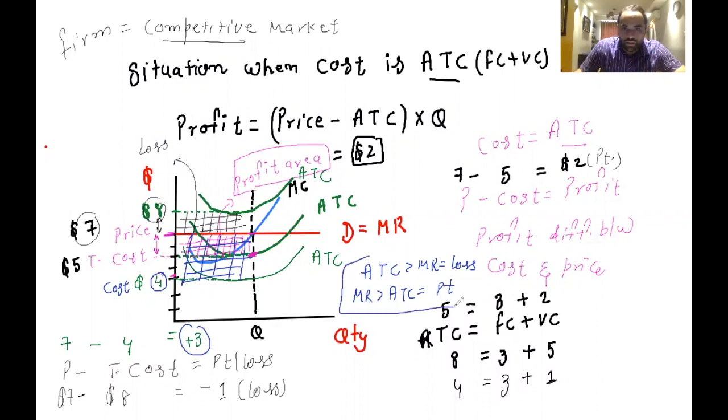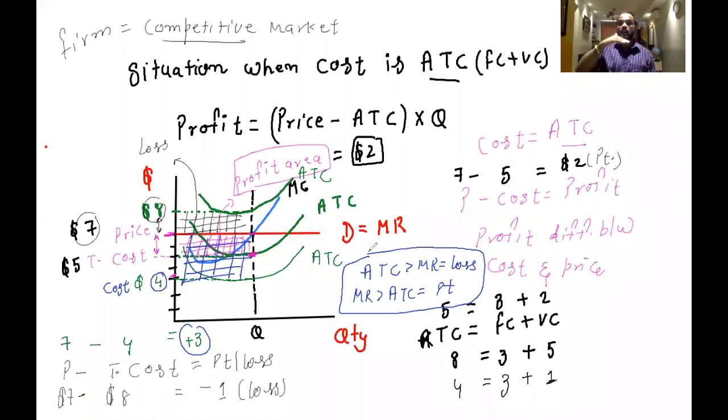Then you have a profit. So make sure you know that. That's what this diagram represents. Now, did you understand this curve? Did you understand the 3 situations?